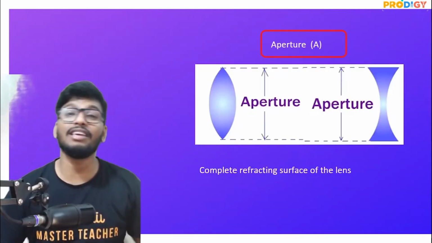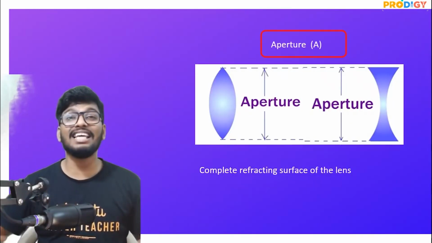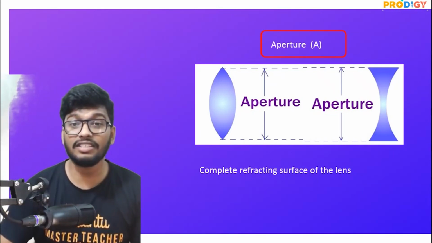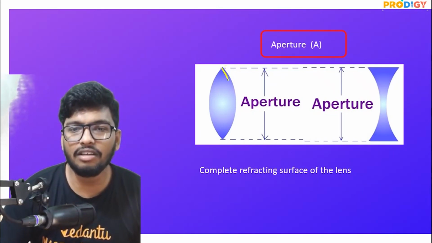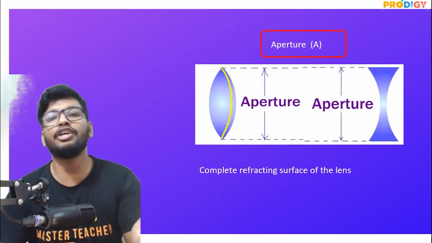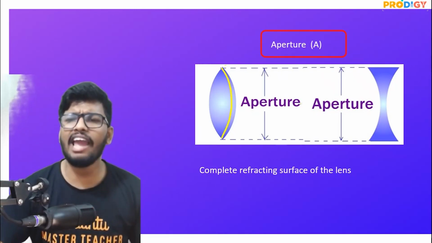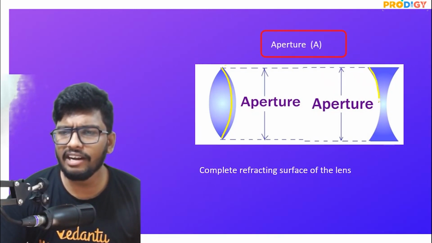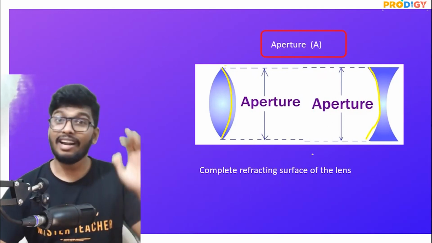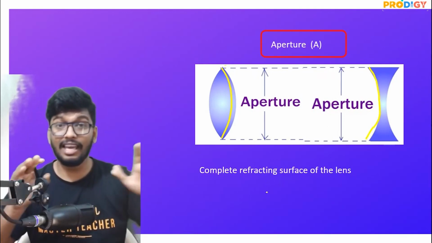And then, guys, you have the aperture, which is basically the entire refracting surface. The entire refracting surface is called the aperture of the lens. Be it concave or convex, the entire refracting surface is called the aperture. Remember the same for mirrors also.